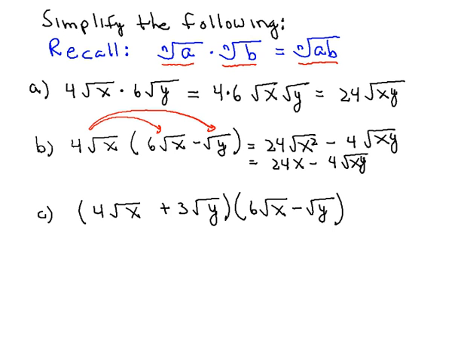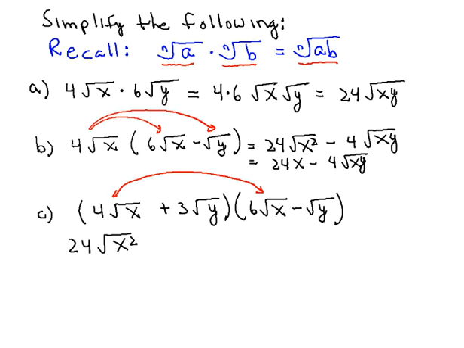And for our last example, we have 2 binomials multiplied together: 4 times the square root of x plus 3 times the square root of y, that quantity, multiplied by 6 times the square root of x minus the square root of y. Now you'll remember that there's a method called the FOIL method for multiplying 2 binomials together. So we're going to start off by multiplying the first terms of each binomial. We have 4 times the square root of x multiplied by 6 times the square root of x, and that will give us 24 times the square root of x squared.